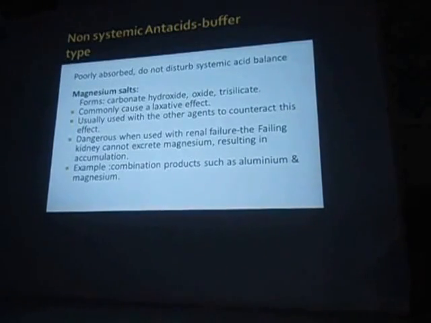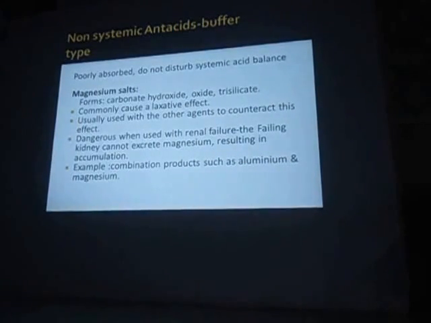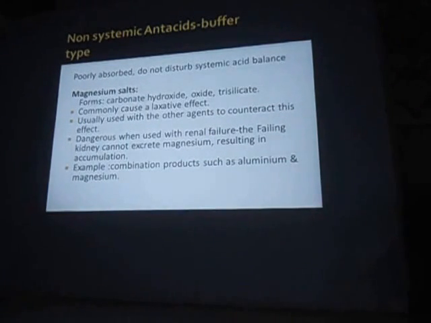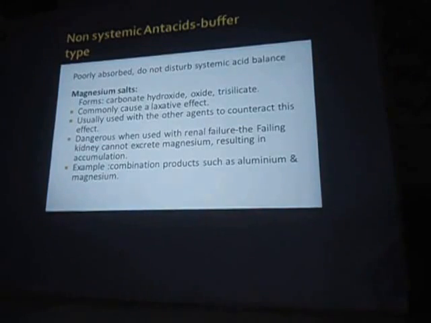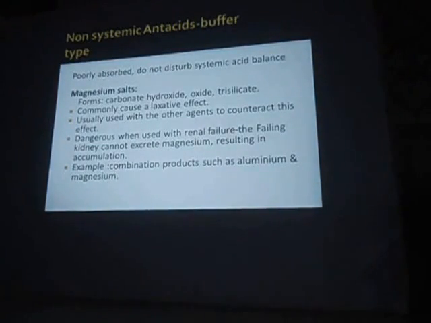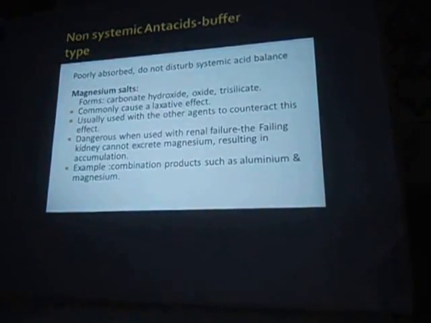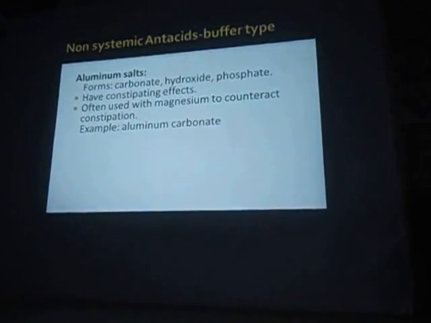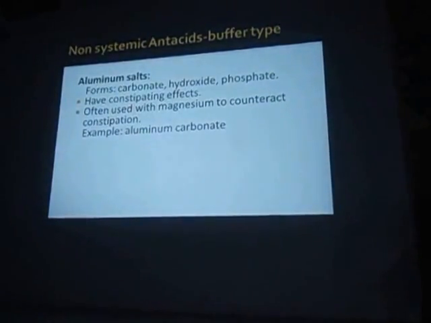Non-systemic antacid, buffer type, where we use two drugs, magnesium and aluminum salts, magnesium causing diarrhea and aluminum causing constipation. When these drugs were used together, we had beneficial effects on bowel habit, and we also prevent gastric acid formation. So aluminum salts are used along with magnesium salts.